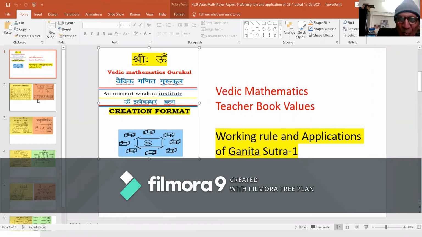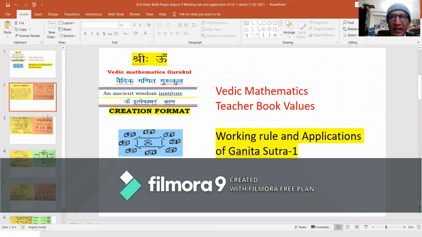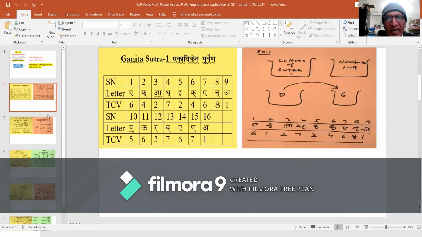Welcome. We are visiting Vedic mathematics teachers book values. From today, we are visiting the section of the book covering working rules and applications of Ganita Sutras. We begin with the working rule and applications of Ganita Sutra-1. Ganita Sutra-1, Ekadhikena Purvena, is the source sutra.